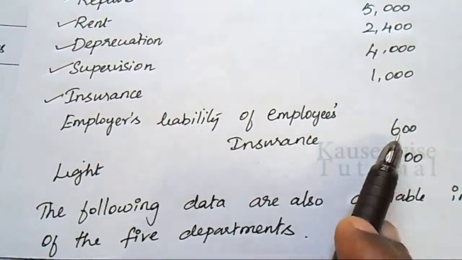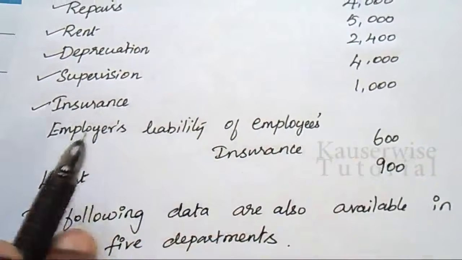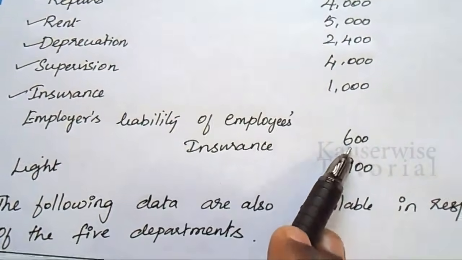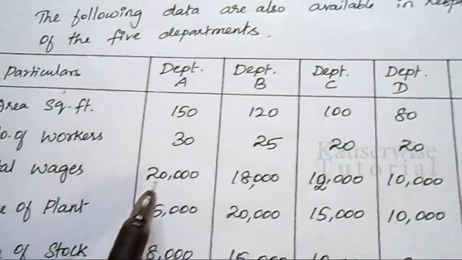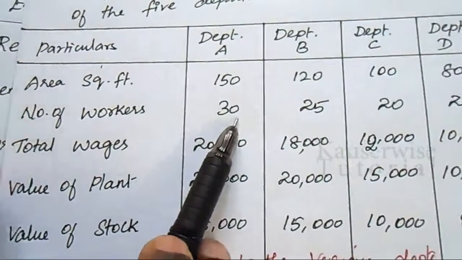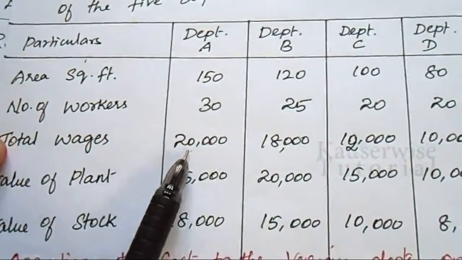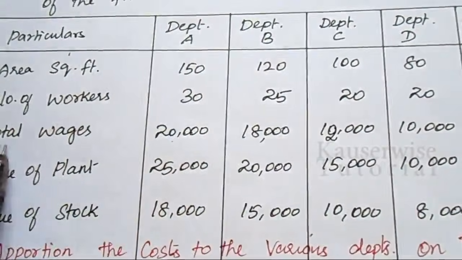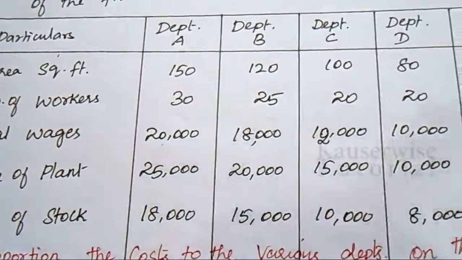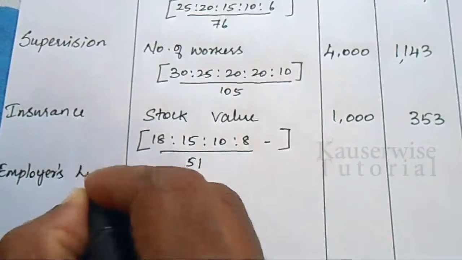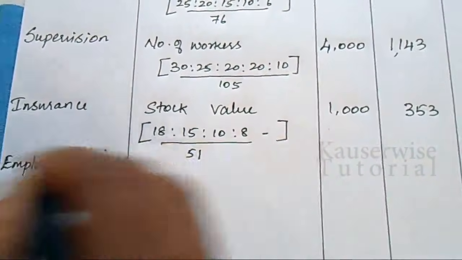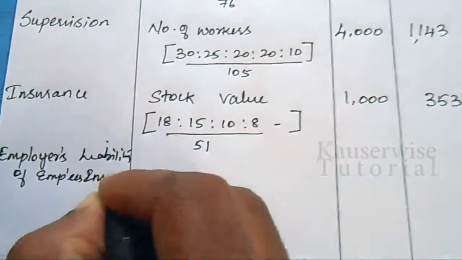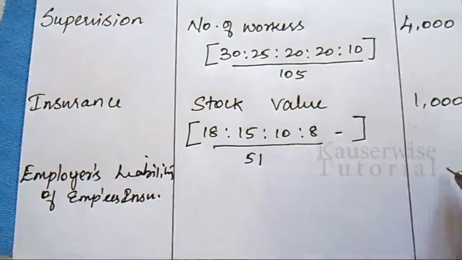Next expense, the employer's liability of employees insurance. This is also an expense payable by the employer. It is the employer's liability, so this will be apportioned based on the wages, not based on the number of workers. Why? Because they take insurance based on the wage. So you can apportion this expense based on total wages for each department. Employer's liability of employees insurance. How much? 600 is there, no?